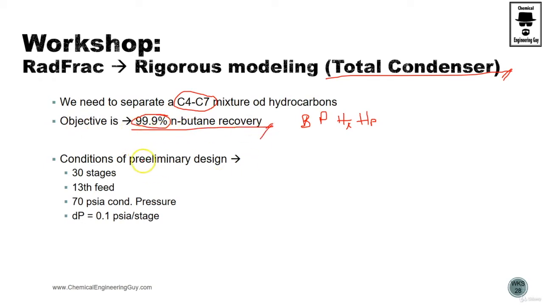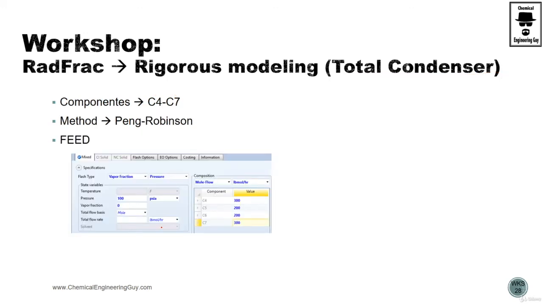99.9% n-butane. The conditions of the preliminary design must have been obtained from this right here. We're feeding a 13 stage column with a condenser pressure, and we got a pressure drop of 0.1 psi per stage. Recommended is once again Peng-Robinson, and the feed assured that this is N, meaning that they are straight hydrocarbons.